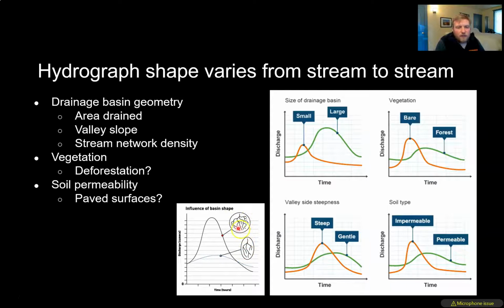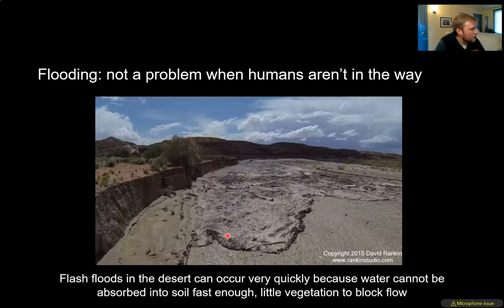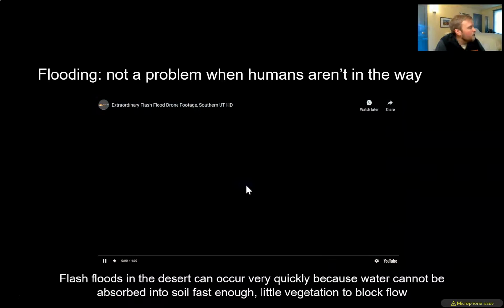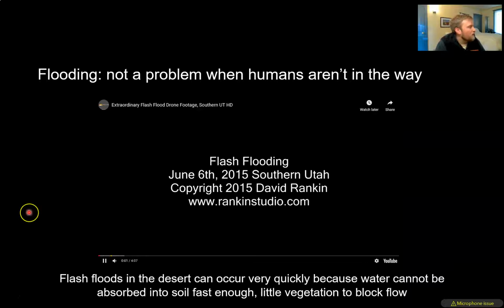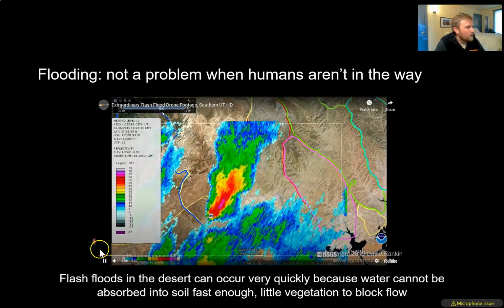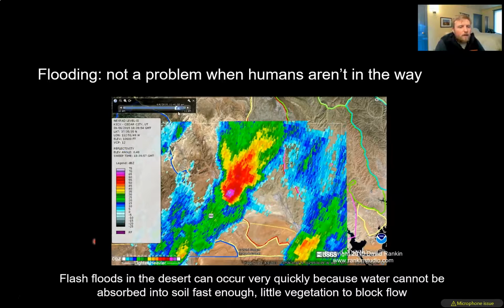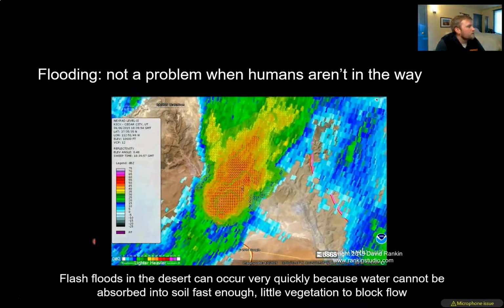So the density, or the number of tributary streams within an area, really is important for the flood hydrograph. This lecture is fun because I get to show you just videos of floods. So this is a flash flood in the desert of southern Utah, right? This is good because they show, all right, we had a big monsoon rain event over this part of Utah, right?